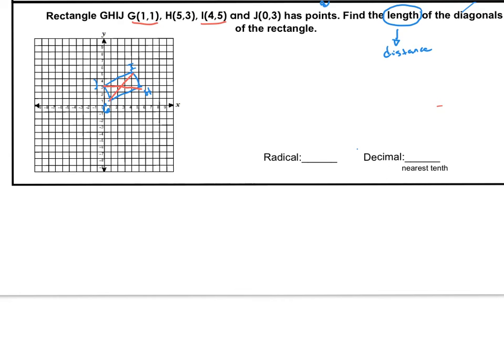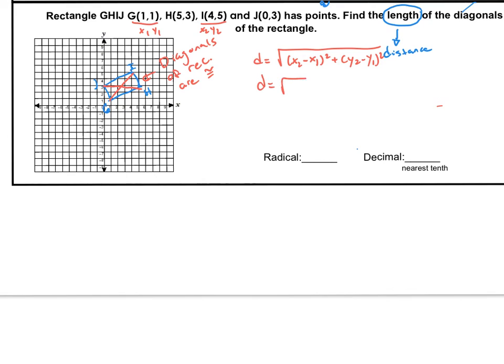Now, to find the length of the diagonals, all we're going to do is use the distance formula. Now, you might remember this property, that the diagonals of a rectangle are congruent. So it doesn't matter which one we find, right? We just have to find one of them. So let's find the length of one of our diagonals. Let's use GI. So this can be our x1, y1, x2, y2. Now, we're good students, so we're once again going to write out our formula. Distance is equal to the square root of x2 minus x1 squared plus y2 minus y1 squared.